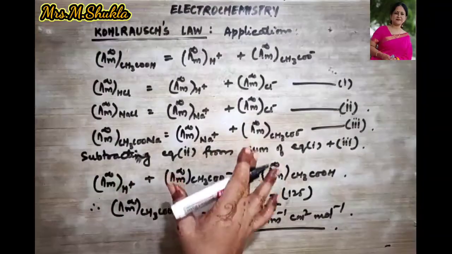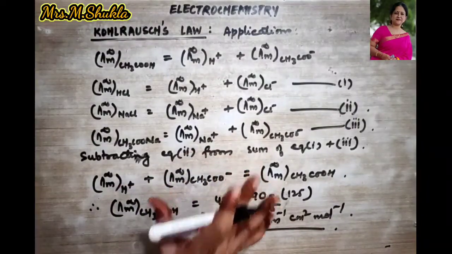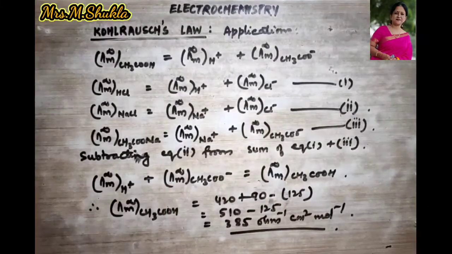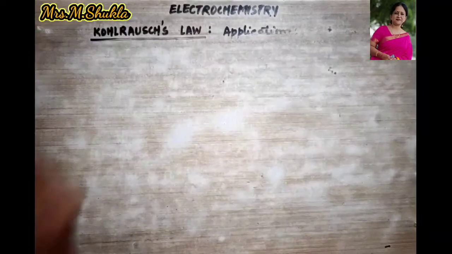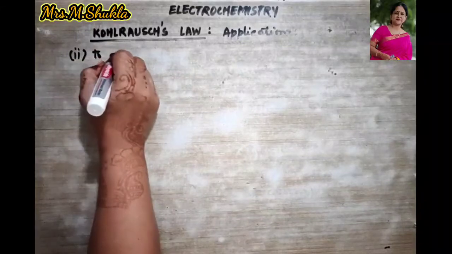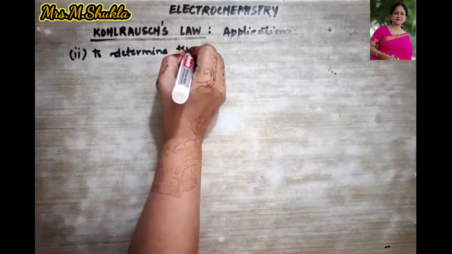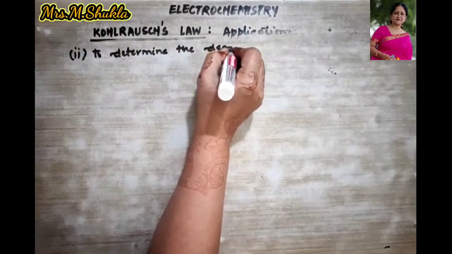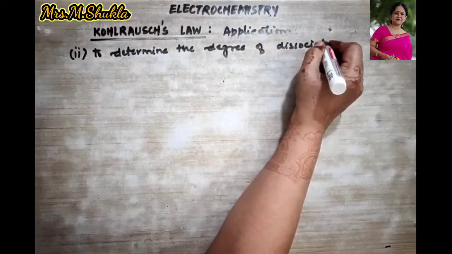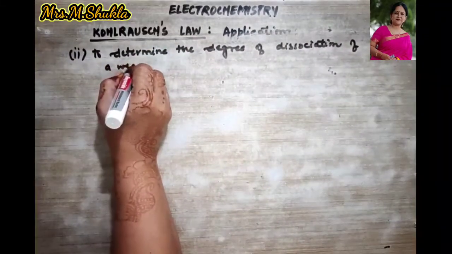Clear? I hope this is very clear to you how to find out the conductance of the electrolyte at infinite dilution. Okay. Next we move to what is the second application. The second application of Kohlrausch's law is to determine the degree of dissociation of a weak electrolyte.